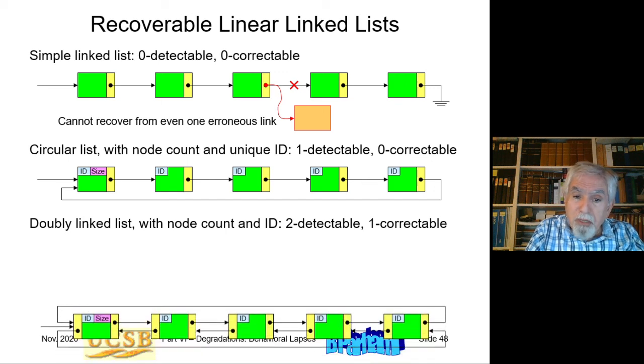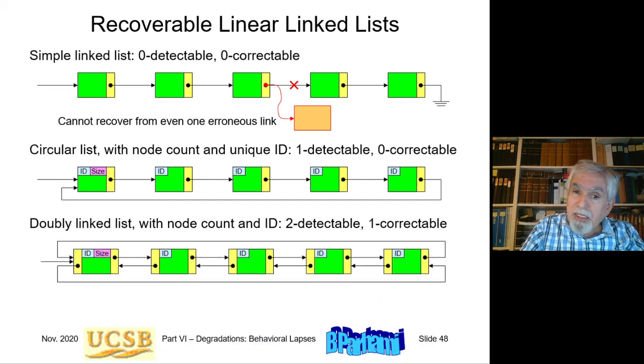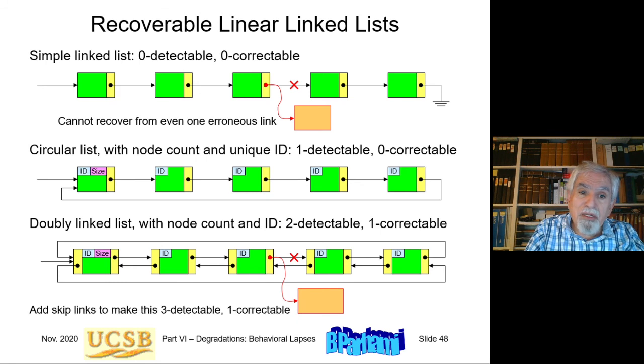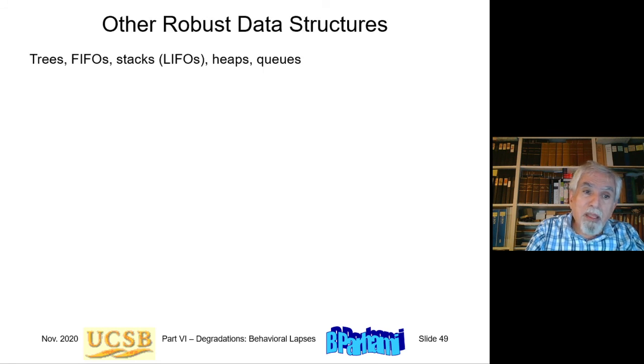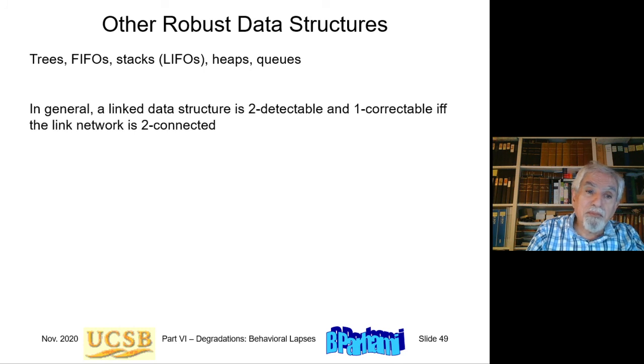If you go to doubly linked list, then it becomes 2 detectable, 1 correctable. In other words, one of those links can be corrupted, changed, and you can correct it because it's doubly linked. I won't go into the details of how to correct it. Generally speaking, you can do this for other data structures, trees, FIFO queues, and so on.